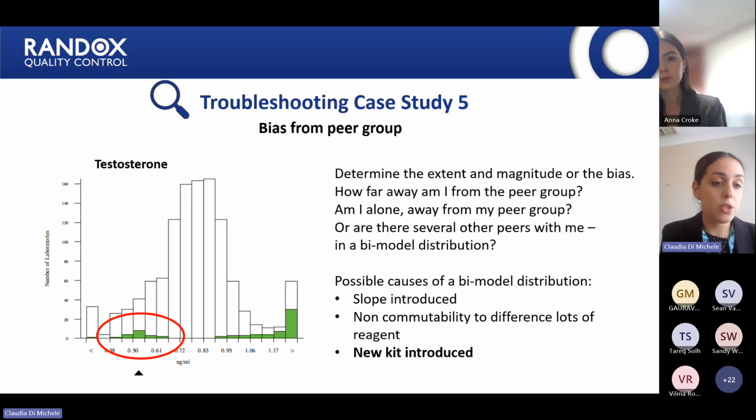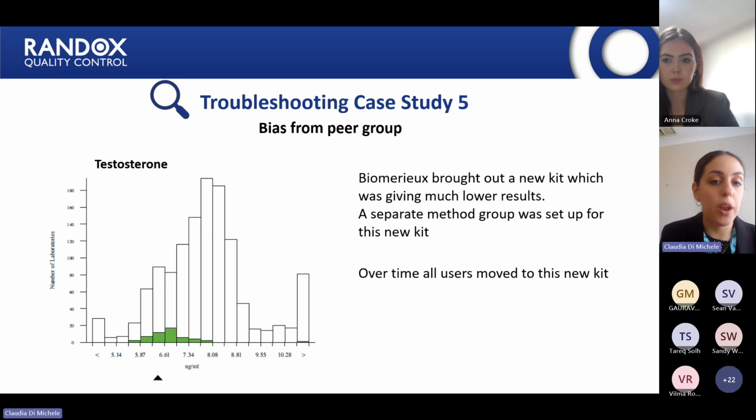So possible causes of this sort of bimodal distribution could be perhaps some of your labs in your peer group have a slope introduced, like that example earlier. Perhaps there's non-commutability to different lots of reagents, or in this case, what we found is that there was a new kit introduced in some parts of the world which hadn't yet made it to other parts of the world. So we were getting this bimodal distribution, even though they were using the same instrument, same manufacturer's reagent, it was different versions. And it was bioMérieux, so they brought out a new kit which was giving much lower results. So once we were notified of this, a separate method was set up for this new kit, and over time all users have moved to this new kit, and they've standardized themselves in this peer group.